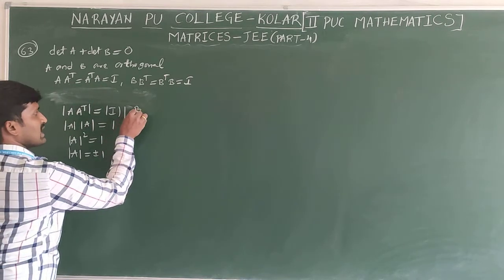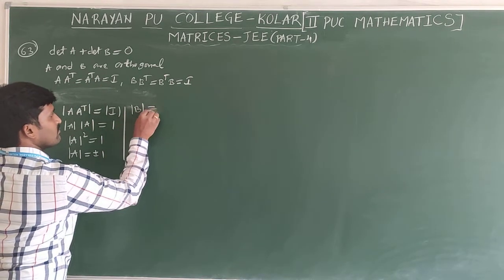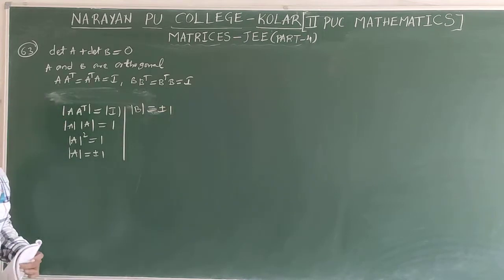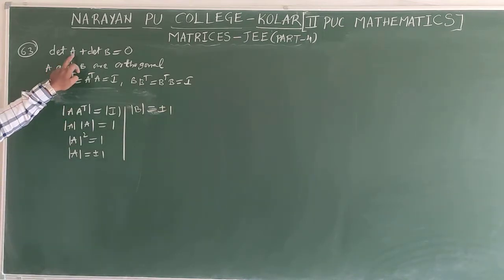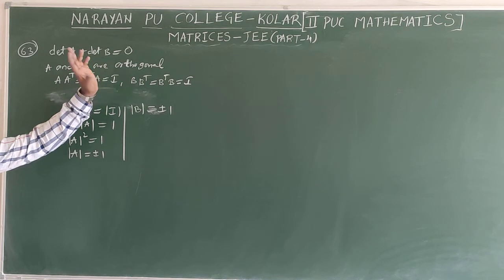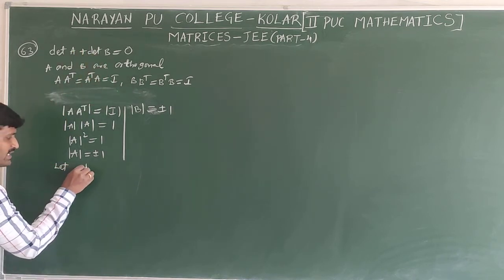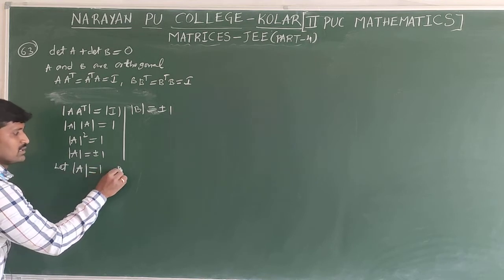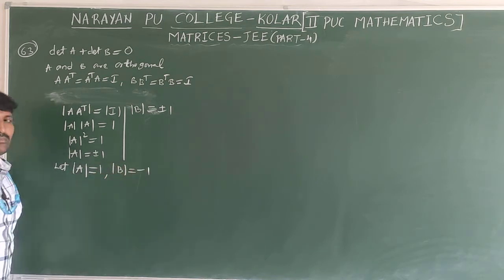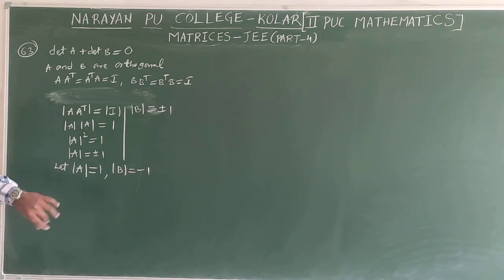Det B also will get plus or minus 1. But to satisfy this condition, what is the condition? Det A plus det B is given 0, sum of the determinants. That's why, let's take det A as 1 and det B as minus 1. Because to satisfy this condition, we are not taking the same value, we are taking different values. Now they are asking for det of A plus B.